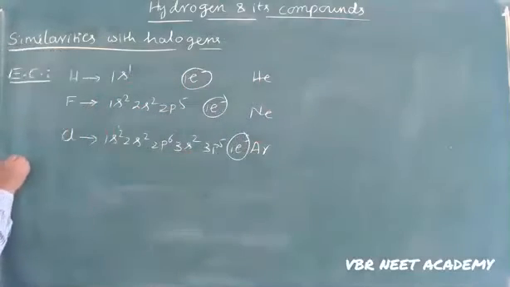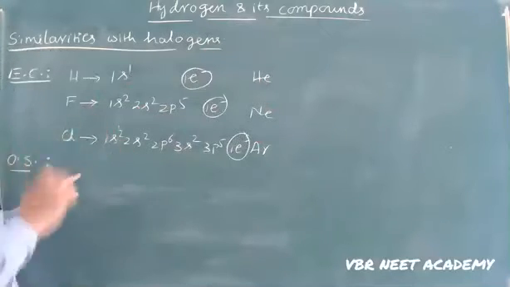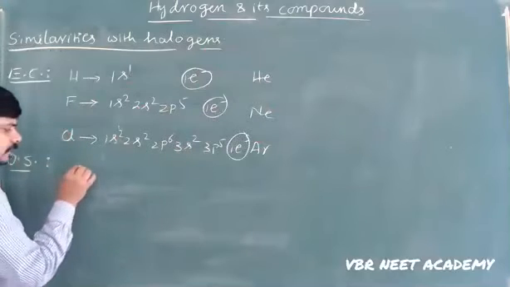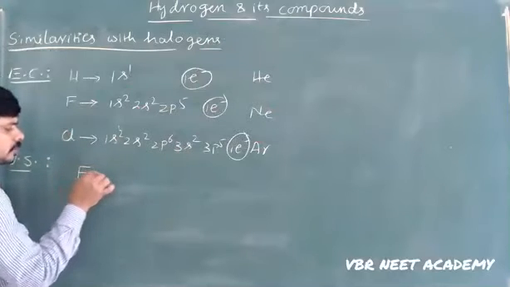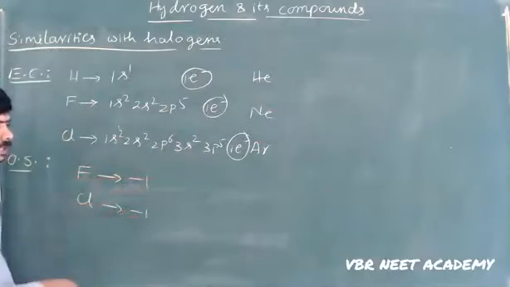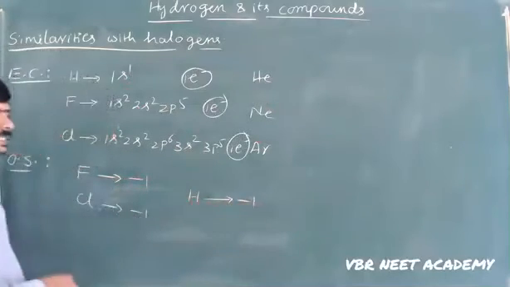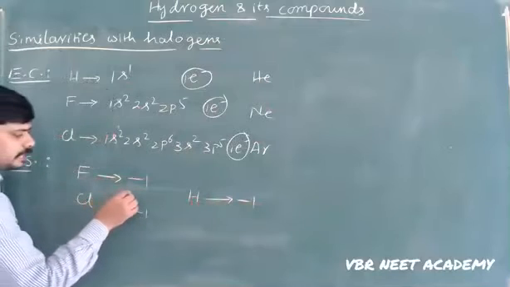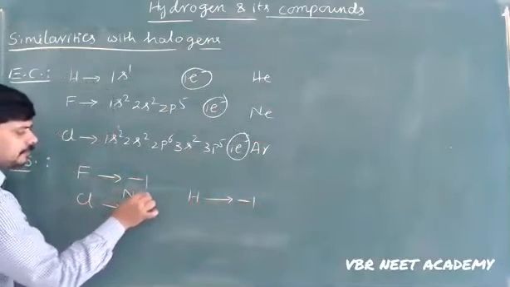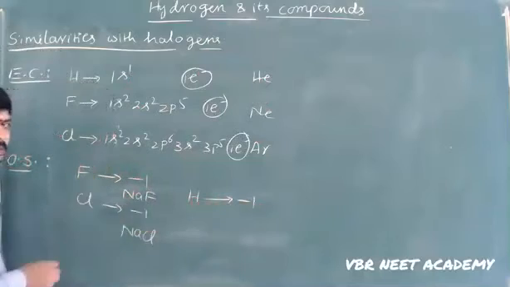And the next one is going to be oxidation state. What is the oxidation state shown by hydrogen? +1, like we discussed. Fluorine is going to have -1, chlorine is also showing -1, and hydrogen is also showing -1. What examples can you take? For example, NaF, NaCl, all of them are showing -1.